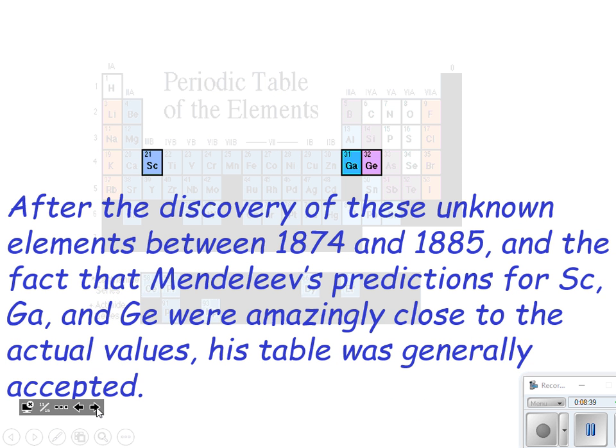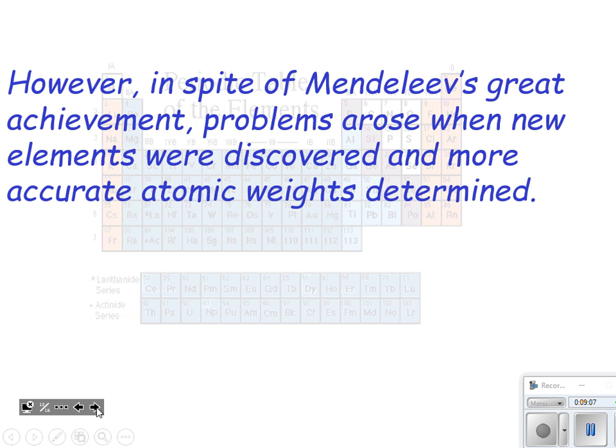Now, the big breakthrough was after the discovery of some of these unknown elements, and the fact that Mendeleev's predictions were amazingly close to the actual values. So he predicted the properties before the element had been discovered, and they were very close to the real properties. Okay?